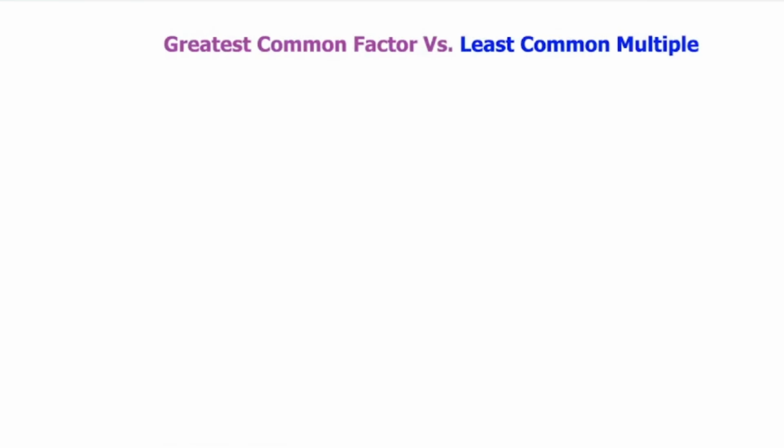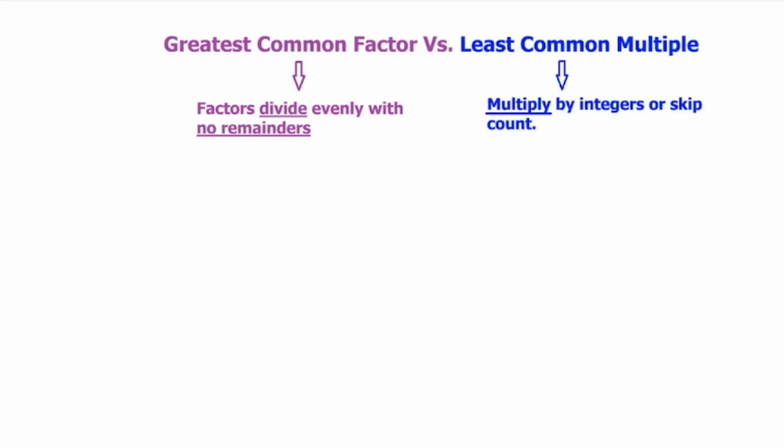In today's video, I'm going to review greatest common factor versus least common multiple. Okay, so for the greatest common factor, factors divide evenly with no remainders. So that's how you remember this one. Factors divide evenly with no remainders.